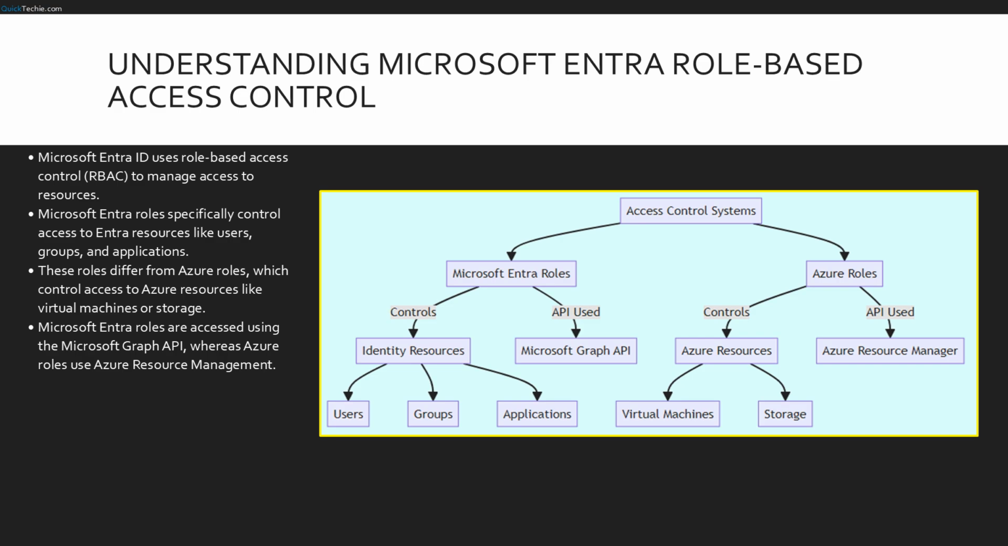On the left branch, we see Microsoft Entra roles. Notice that these roles specifically control identity resources. This includes your users, groups, and applications. This path relies on the Microsoft Graph API. On the right branch, we have Azure roles. These are distinct and control Azure resources, such as VMs and storage. It is vital to remember that Entra role permissions cannot be used in Azure custom roles and vice versa.